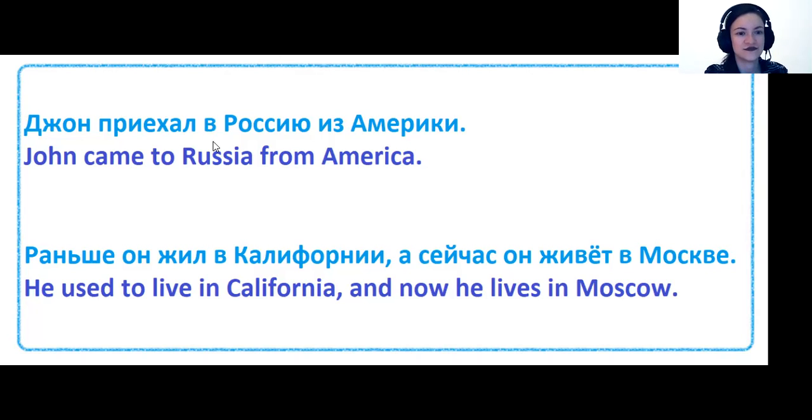Let's start. Джон приехал в Россию из Америки. Джон. It is nominative case here, the first case, because it is the subject. If you see a subject, almost always it is in a nominative case in the Russian language. Приехал в Россию. So here you must be very careful because we say приехал куда? В Россию, it is movement from one place to another place.